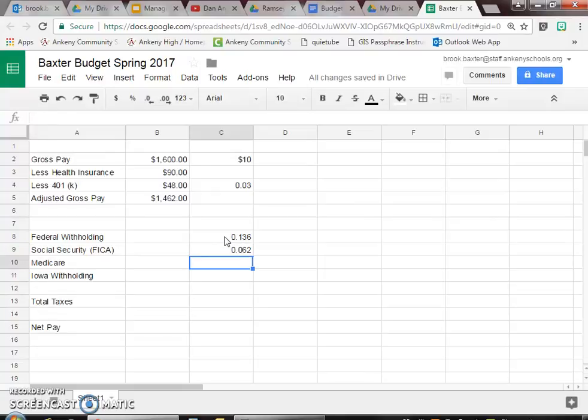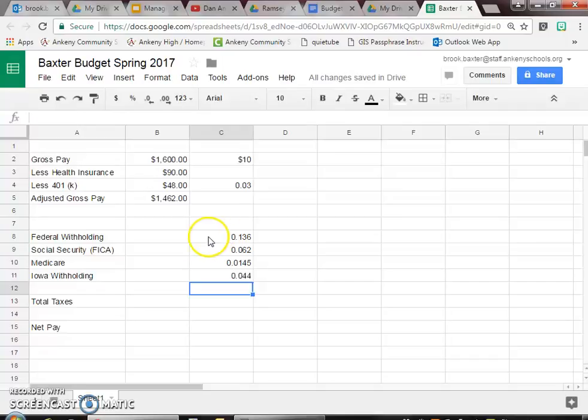Medicare is 1.45, and so that's going to be 0.0145. And then Iowa withholding is 4.4%. Again, move the decimal point 2 to the left. It's going to be 0.044. You have to pay attention to the instructions here because for some taxes you have to use your gross pay, and for some taxes you have to use your adjusted gross pay.